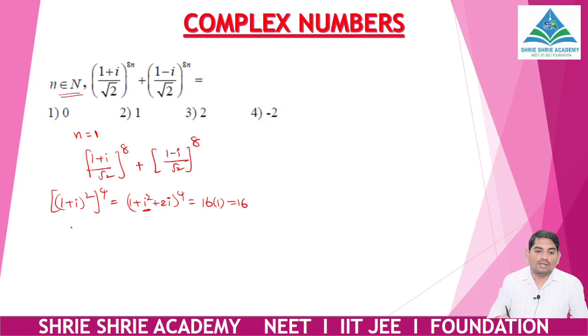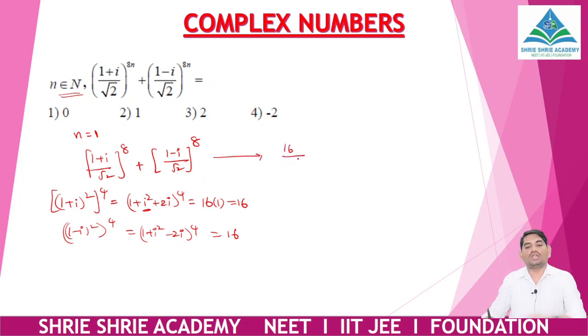Similarly, we can find (1 minus i) whole power 2 whole power 4, which is equal to (1 plus i square minus 2i) whole power 4, which is also equal to 16. So substitute here 16 divided by (root 2) whole power 8. What is the value of (root 2) whole power 8? 16. So 16 plus 16 divided by 16, which is equal to 2. So the answer is the third option. The third option is the correct answer.